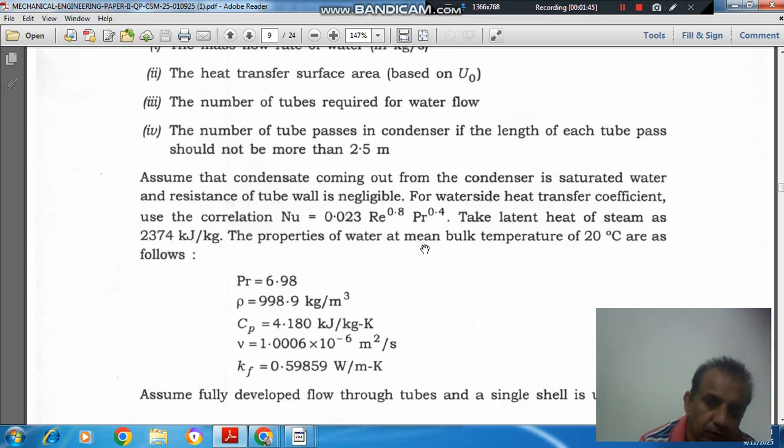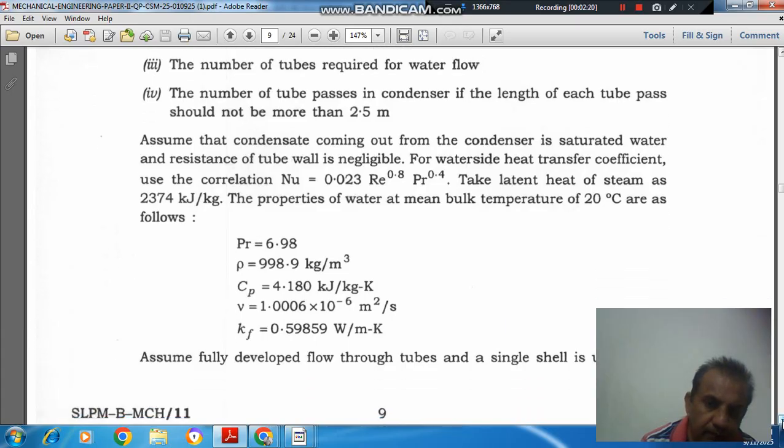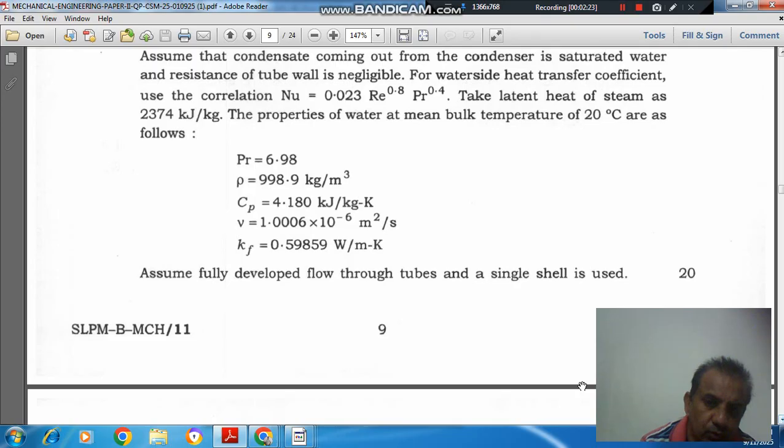The properties of water at mean bulk temperature of 20 degrees Celsius are as follows. Prandtl number 6.98, rho 998.9 kilogram per meter cube, Cp 4.180 kilojoule per kilogram per Kelvin, nu 1.0006 into 10 to minus 6 meter square per second, Kf 0.59859 watt per meter per degree Kelvin. Assume fully developed flow through tube and a single shell is used.